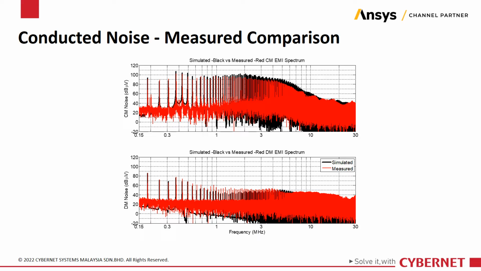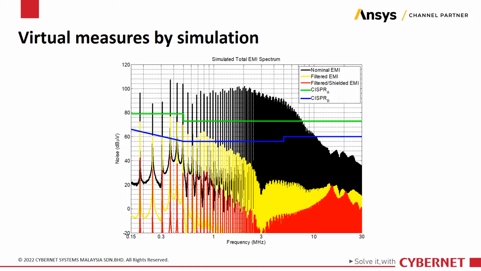Here is the comparison data between the simulated analysis results and actual measurements. As you can see, the results are in pretty good agreement in general. Here are the results of the virtual measures. Yellow is the result with the filter added, and red is the result with the filter and shield measures.